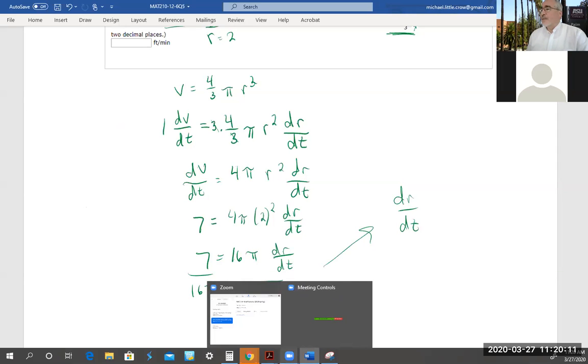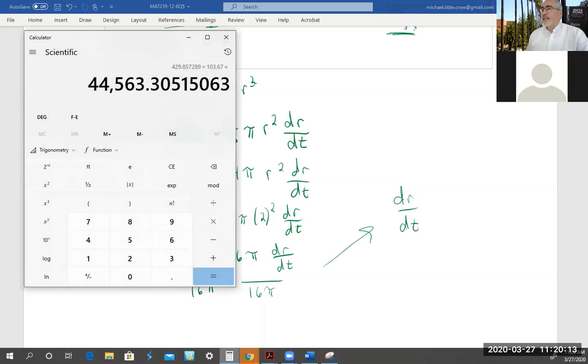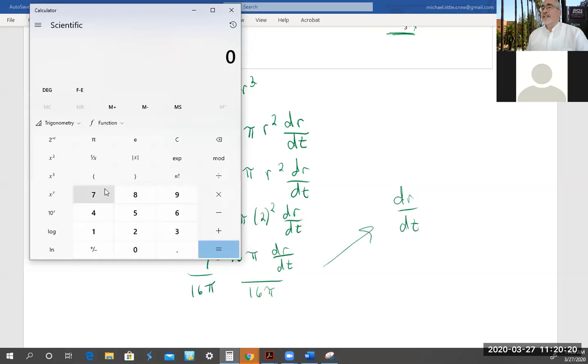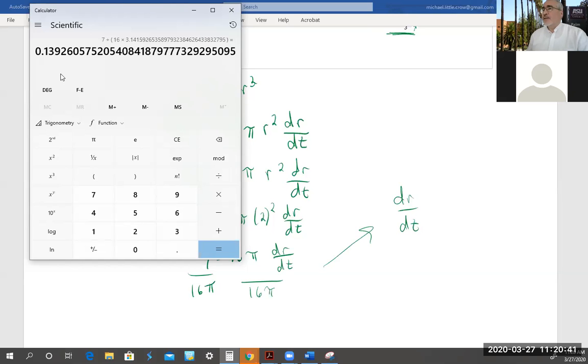They want it to 2 decimal places, so we're actually going to calculate it with the calculator. 7 divided by, I'm going to put parentheses, 16 times pi. So our final answer is 0.139. They want 2 decimal places, so we'll do 0.14.